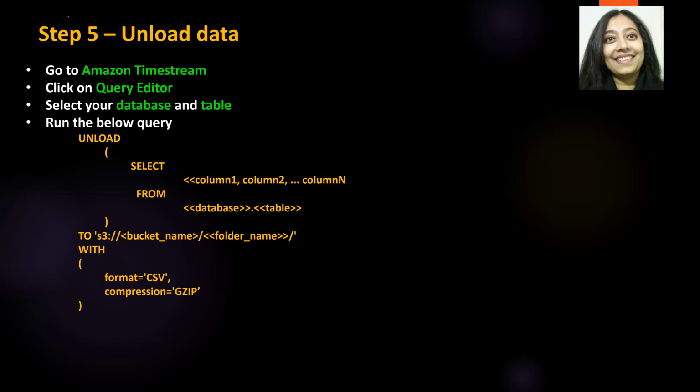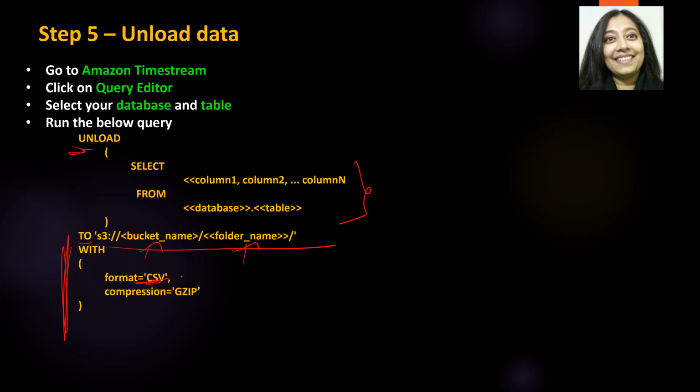Okay, so now since our data is loaded, everything is ready, it's time to unload the data. So again, we'll go to Amazon Timestream Query Editor and then run this particular query. If you see this query, it is basically saying unload, then the select statement, then to S3 bucket. Again, you have the bucket name and the folder name if you have a folder, and then the format. Now, the format that we are going to use over here is CSV. The other format that you can use along with CSV is Parquet as well.